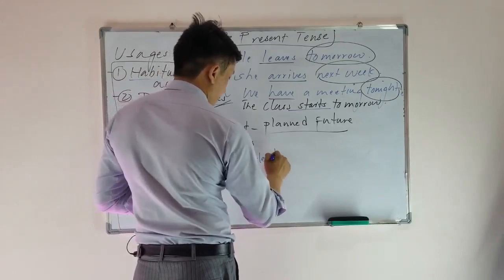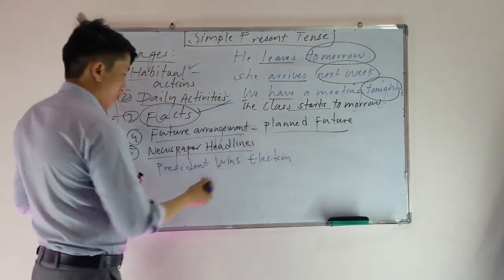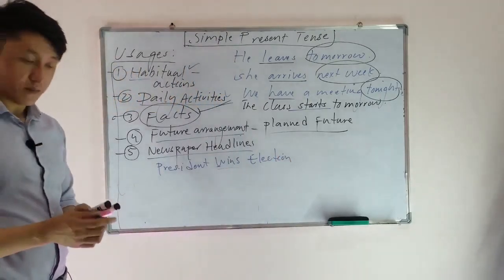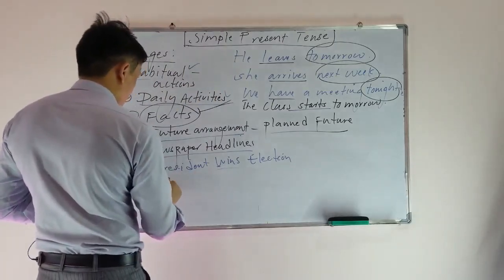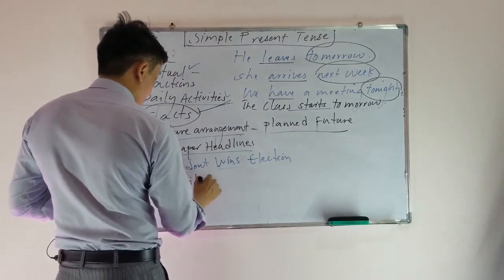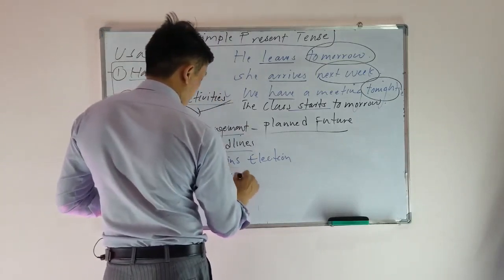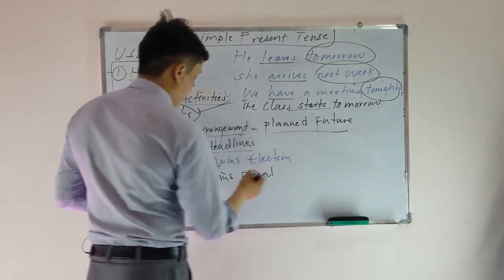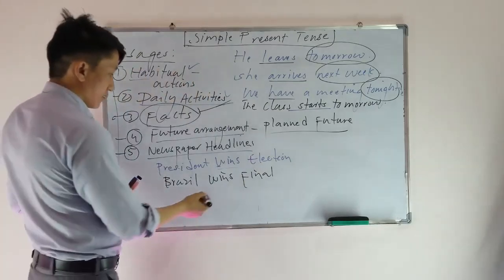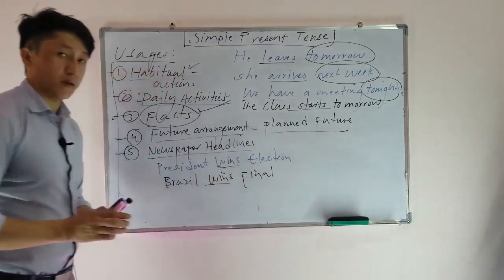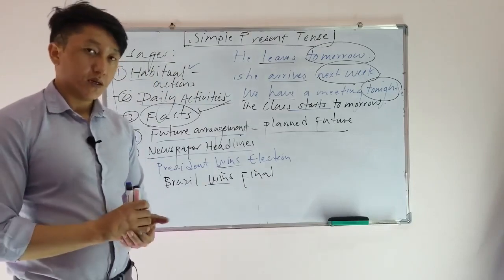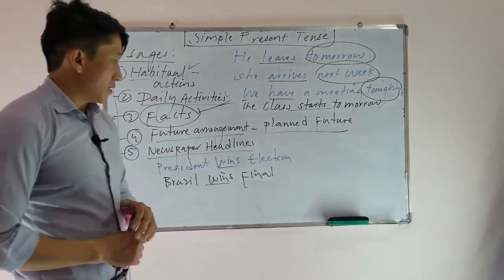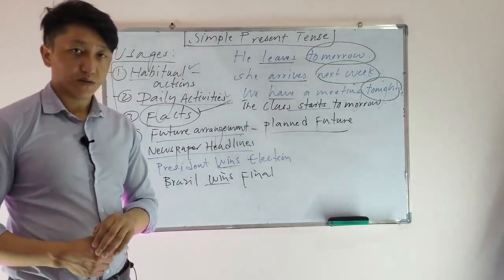If I say president wins election, it means the president won the election. Or if I say Brazil wins final, it means Brazil won the final. So this is the newspaper, and here we mostly use simple present tense for the action that happened or has happened. Now these are the important usages of simple present tense.